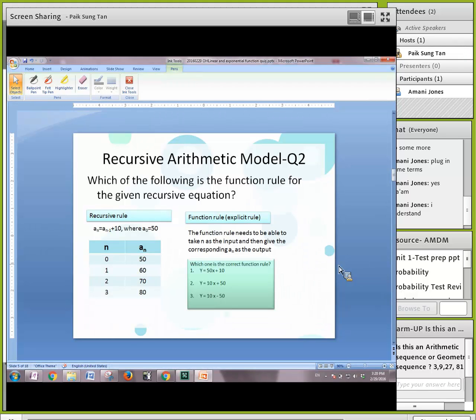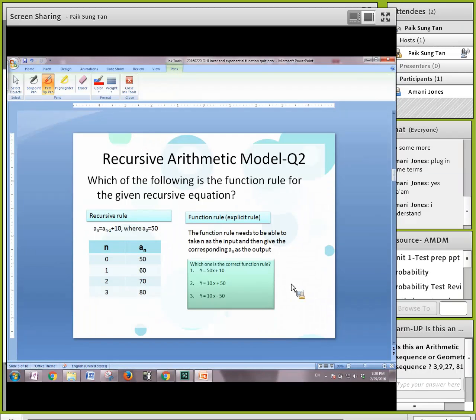For recursive rules, you are required to get a previous term, maybe one or two previous terms, to calculate the next terms. That's called recursive. We are recurring using the previous term. For a function rule, you are not required to have a previous term. You can calculate any term anytime you want by just plugging in the term number. That is the function rule.